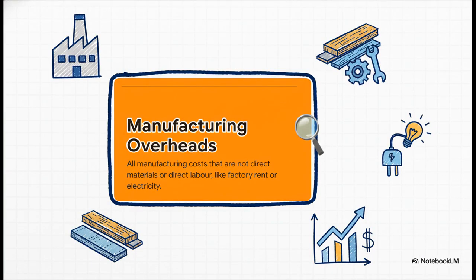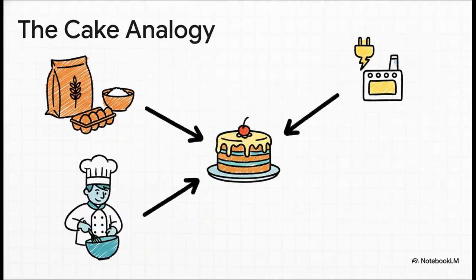And finally, we get to the trickiest one, manufacturing overheads. This is basically the everything else bucket. It's all the costs that are absolutely essential to run the factory, but they aren't directly part of the final product. Think about things like the electricity for the machines, the rent for the factory building, or even the salary of the factory supervisor.